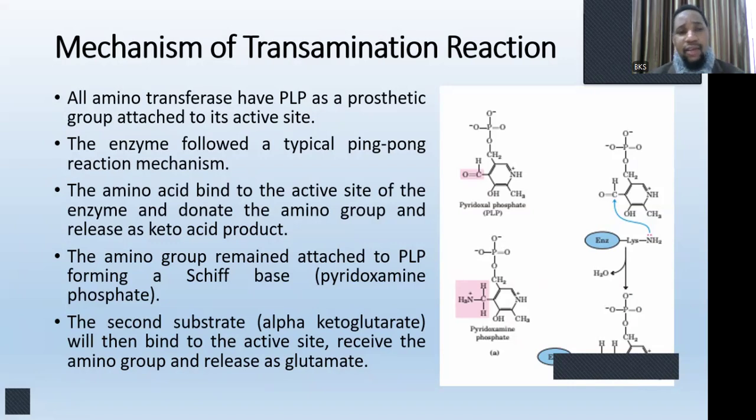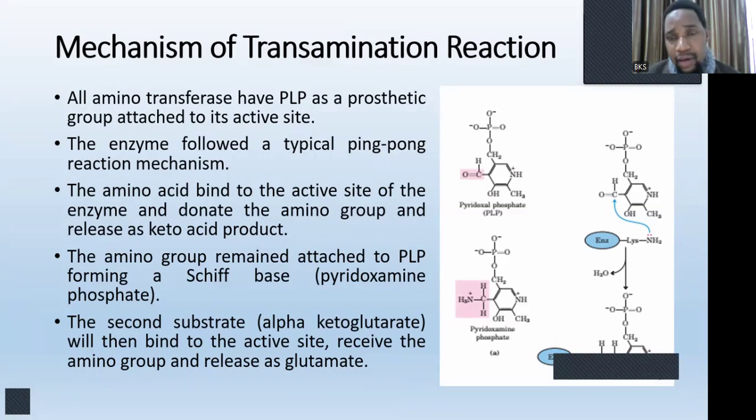What is unique about this enzyme is the presence of a prosthetic group. It has a prosthetic group called pyridoxal phosphate. This pyridoxal phosphate is a derivative of pyridoxine, and we know that pyridoxine is vitamin B6. Yes, vitamin B6. So it has this pyridoxal phosphate in the active site.